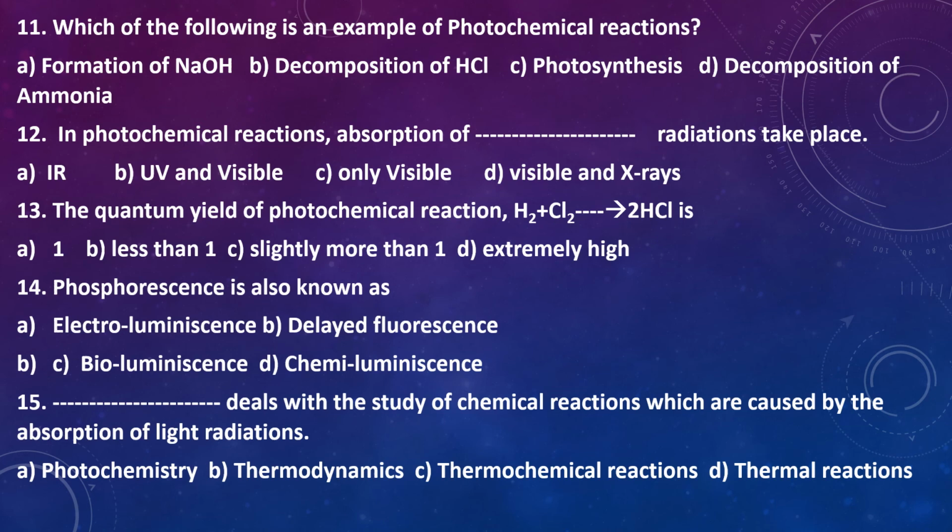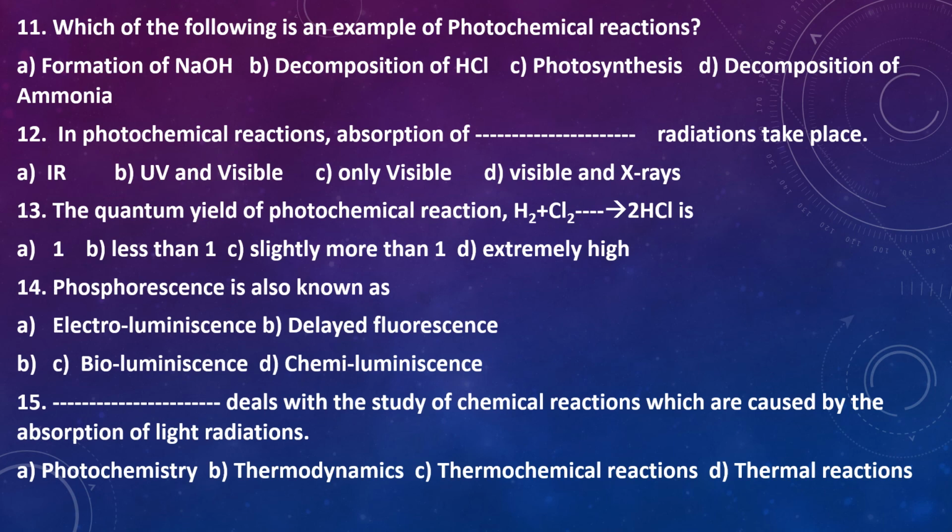Question number 14. Phosphorescence is also known as, options: A. Electroluminescence, B. Delayed fluorescence, C. Bioluminescence, D. Chemiluminescence. The right option is B, that is delayed fluorescence.